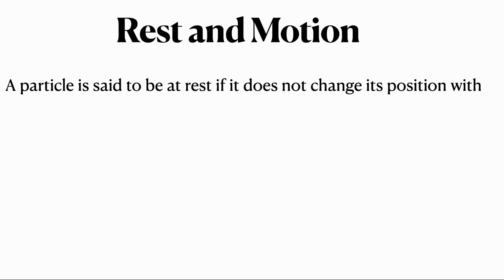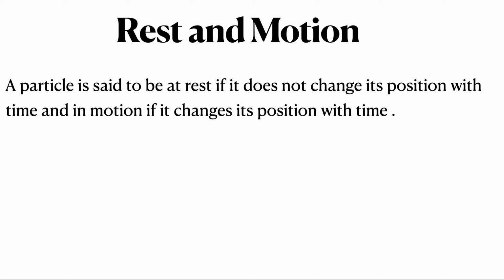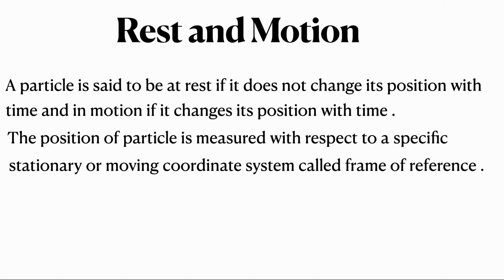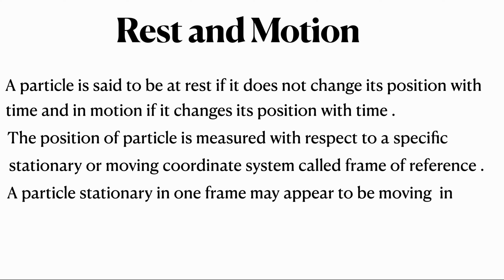Everyone, in this video I will discuss rest and motion. A particle is said to be at rest if it does not change its position with time, and in motion if it changes its position with time. The position of a particle is measured with respect to a specific stationary or moving coordinate system called a frame of reference. A particle stationary in one frame may appear to be moving in some other frame of reference.